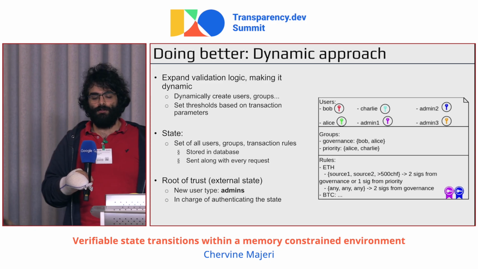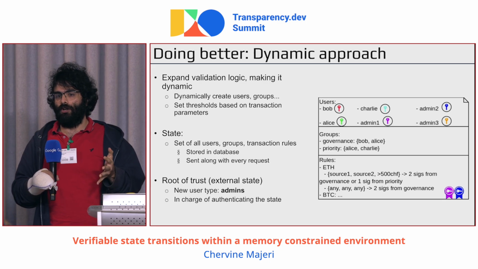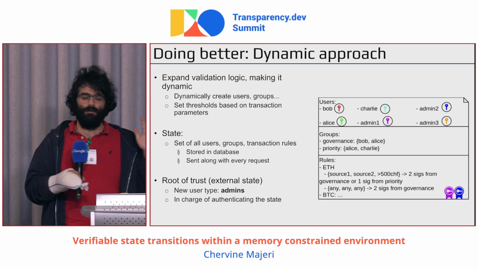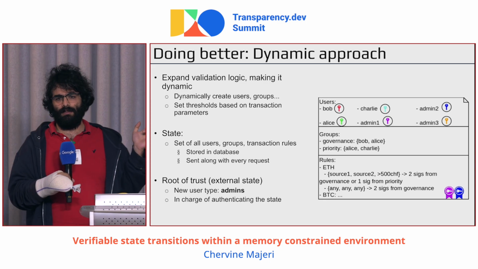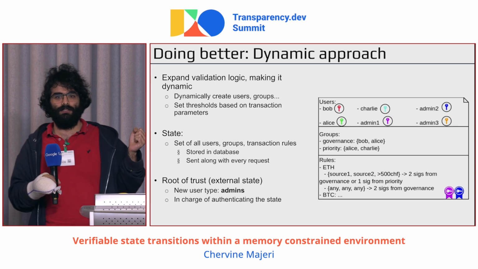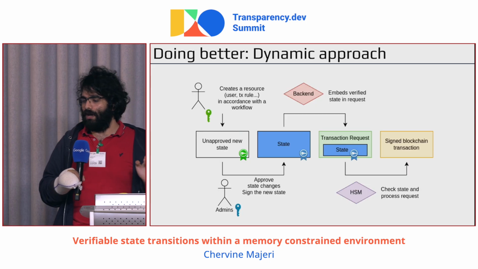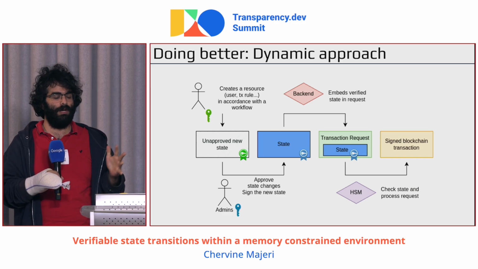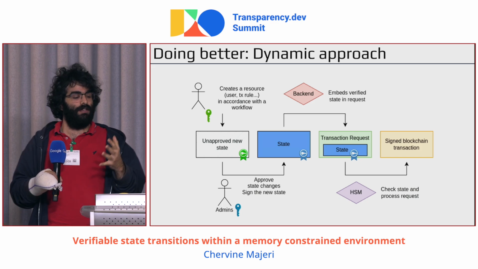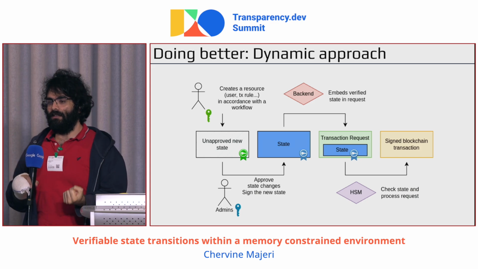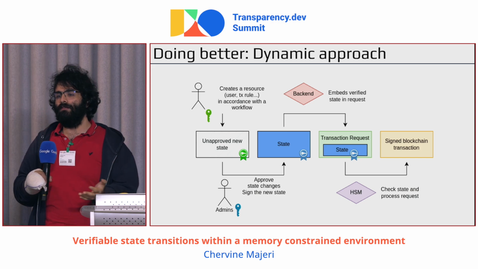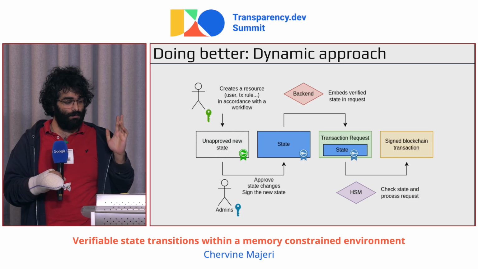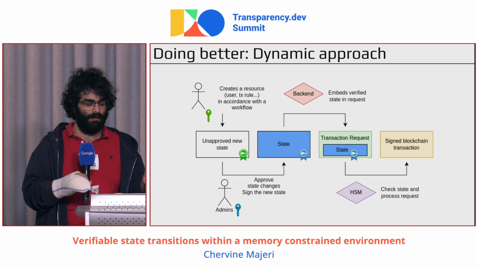So we introduced the role of administrators, who are in charge of essentially validating state. They sign a set of users, they sign bindings between users and groups, they sign transaction rules, and we bundle all of that into every single request. We send it to the HSM. The HSM verifies that the request matches the state that it's been sent. It verifies that the state is actually signed by the admins. If everything checks out, then it signs the transaction. Again, great. That's worked for over 4 years before we've hit any kind of limitation.